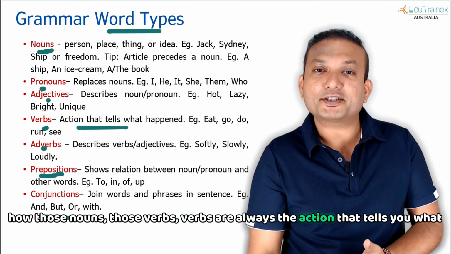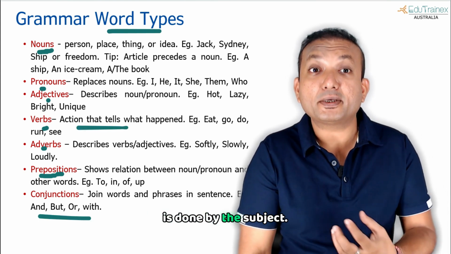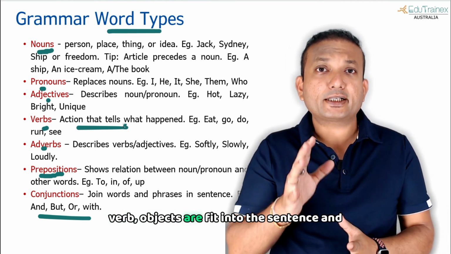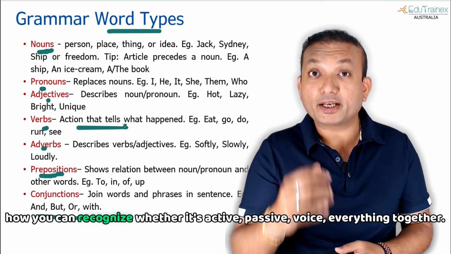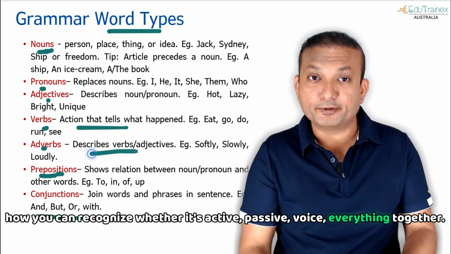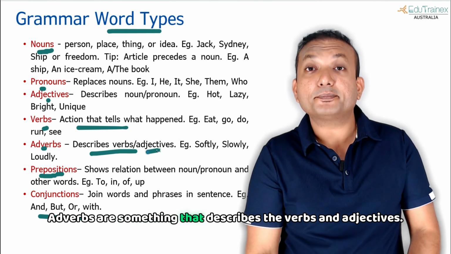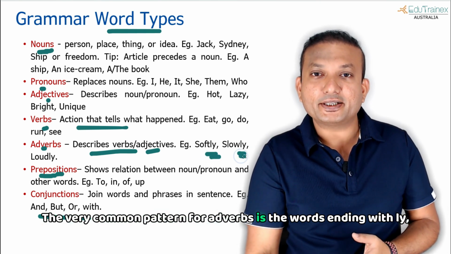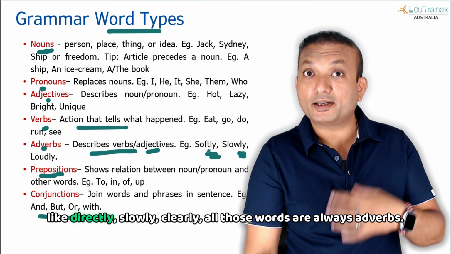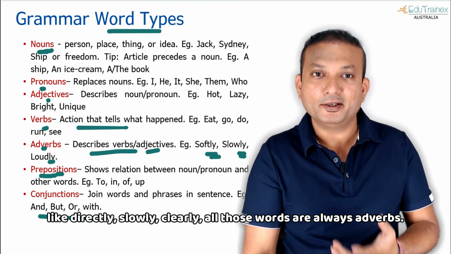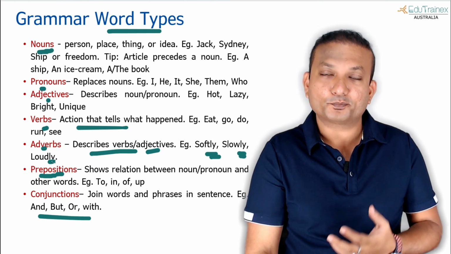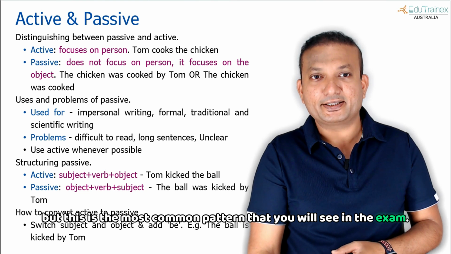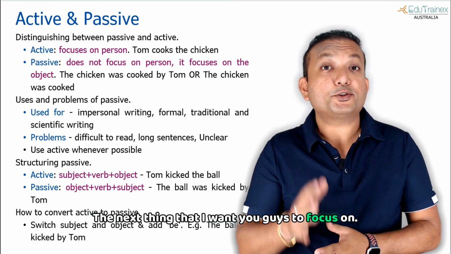Verbs are always the action that tells you what is done by the subject. Shortly, we'll also tell you how the subject, verb, and object fit into the sentence and how you can recognize whether it's active or passive voice, everything together. Adverbs are something that describes the verbs and adjectives. The very common pattern for adverbs is the words ending with ly. Like directly, slowly, clearly. All those words are always adverbs. There are some different formats as well, but this is the most common pattern that you will see in the exam. The next thing that I want you guys to focus on.